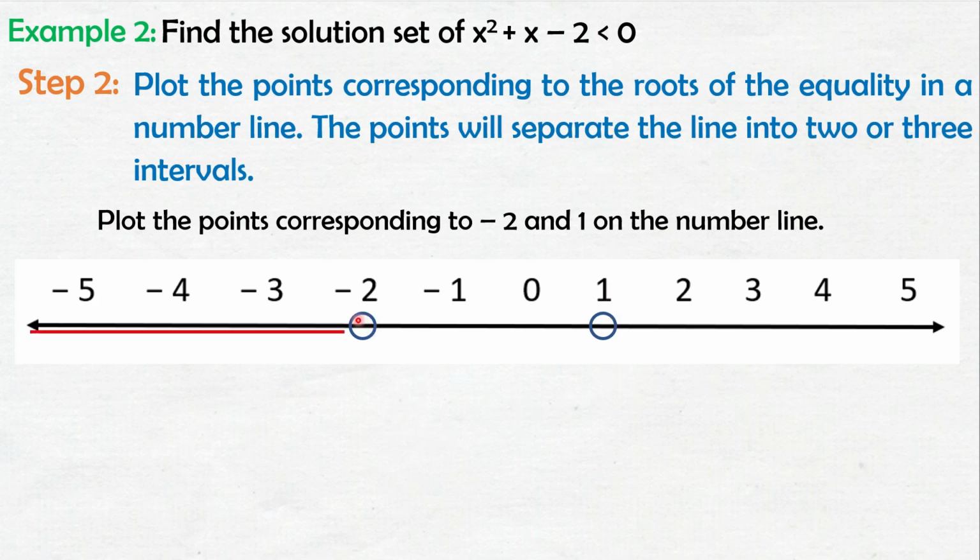Okay, so pinlat natin si negative 2 at saka 1, makakabuo tayo na ngayon ng tatlong interval or region. So ito yung region A natin or interval A. Ito yung mga number na less than negative 2. And region B or interval B, ito yung mga numbers between negative 2 and 1. So ito yung mga numbers na greater than negative 2 but less than 1. And ito naman, region C, ito yung mga numbers na greater than 1.